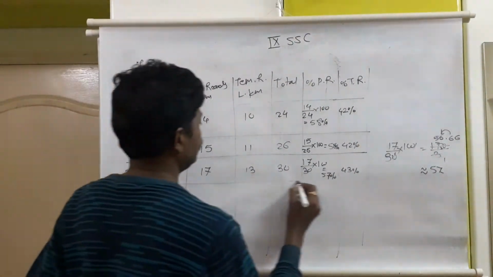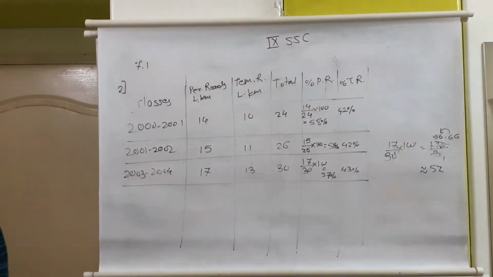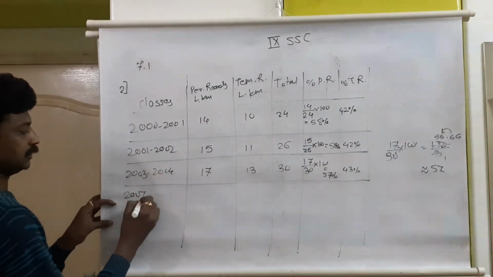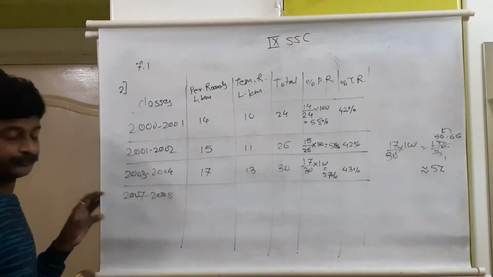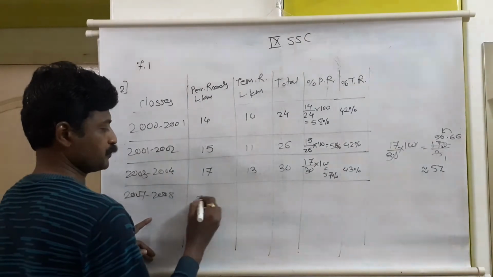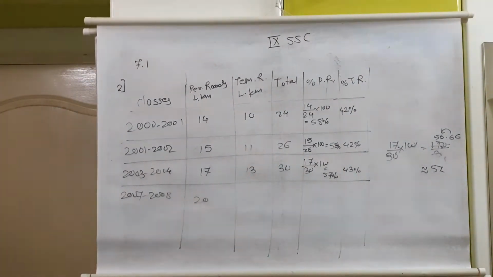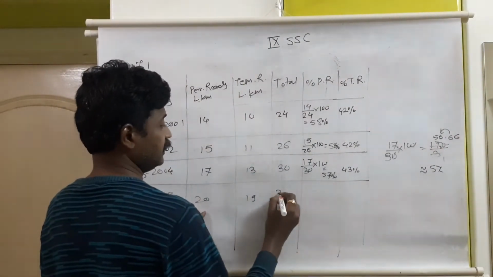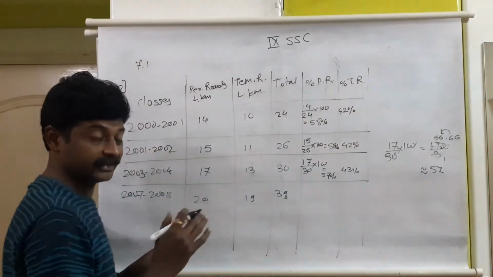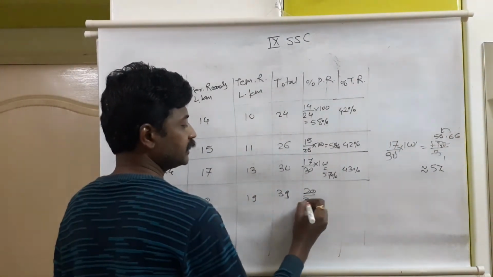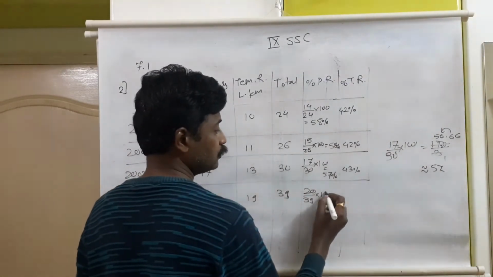Okay. Next year, after 2004, direct 2007 to 2008. Permanent roads 20 lakh kilometers. Non-permanent, that is temporary roads, are 19 lakh kilometers. 20 plus 19, 39 lakh kilometers. 20 out of 39 were permanent, then out of 100 how much?